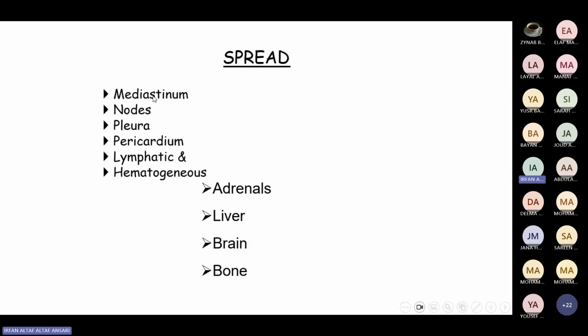So how does it spread? It can go to the mediastinum, from the lung to the pleura, the pleural space, to the mediastinal nodes, peribronchial and hilar nodes, and also to the pericardium. Through lymphatics it goes to different lymph nodes like the supraclavicular nodes, or through the blood to the adrenals. The adrenals are the most common site of metastasis for lung cancer. Liver, brain, bone, any organ they can go.